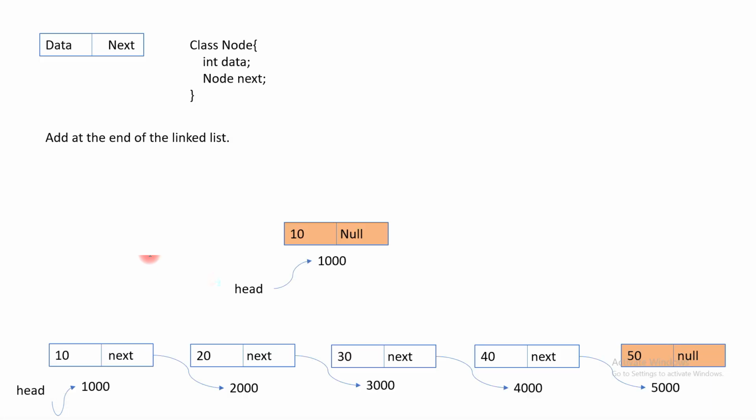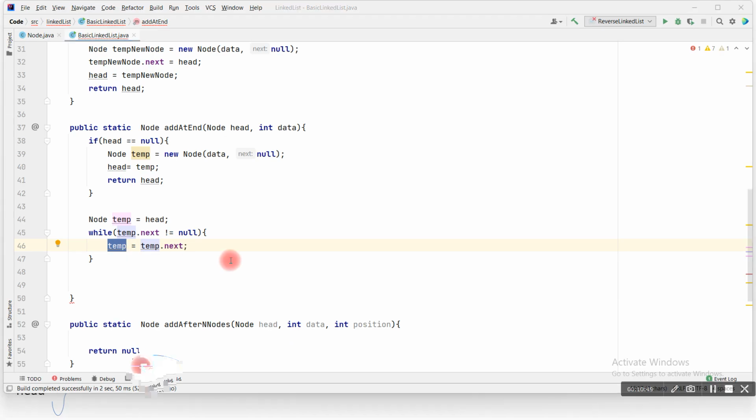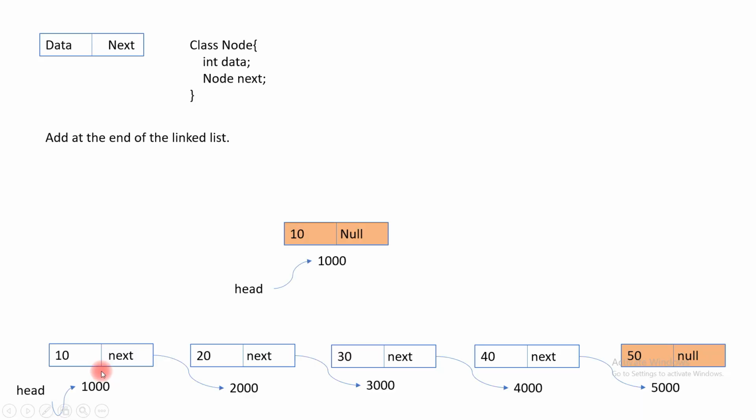So each time, what will happen? Previously the temp is pointing here, right? And with this line, temp is equal to temp dot next, what will happen? That temp will now point to this, right? Because next is pointing to this one. So your temp will move here, and again it will move here, and again it will move here.